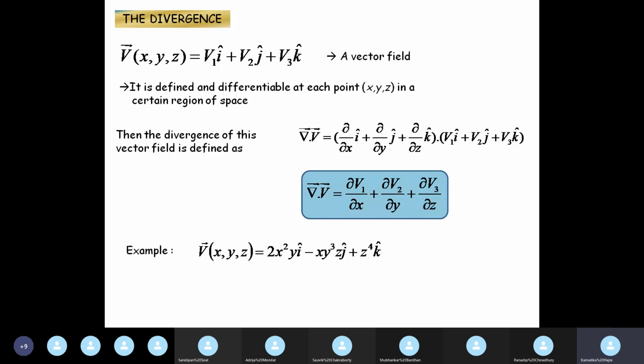So we will take a quick example. Suppose V equals 2x square y i cap minus xy cube z j cap plus z to the power 4 k cap. Then what will be the divergence? Can you quickly calculate and tell me what the divergence of V will be?